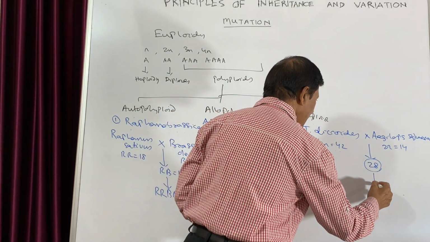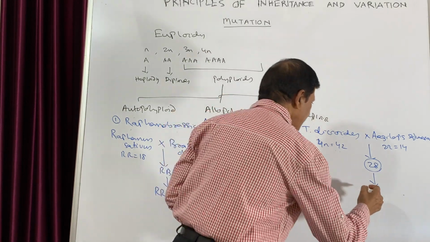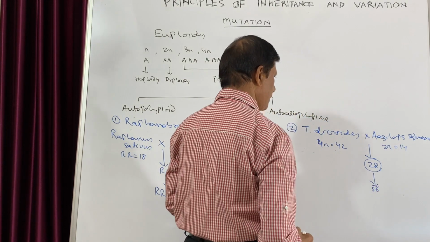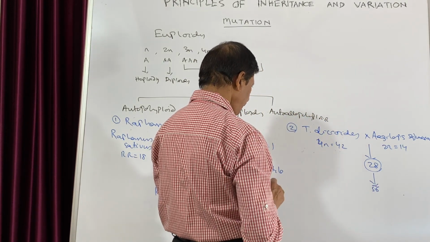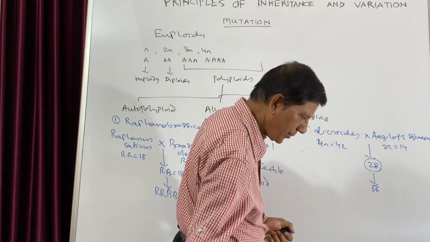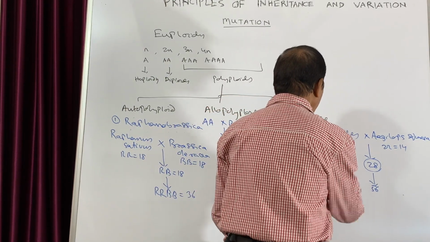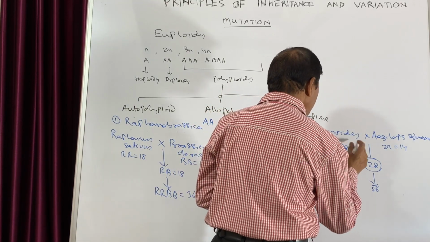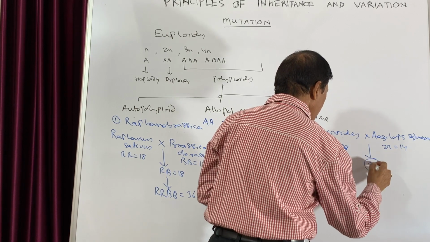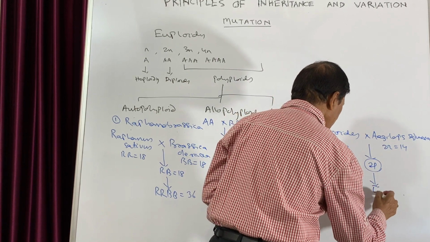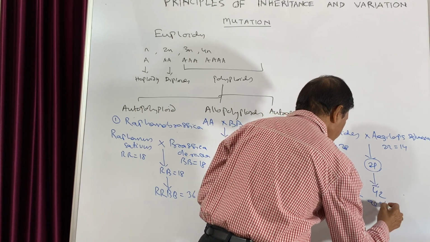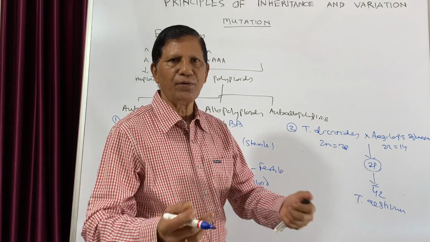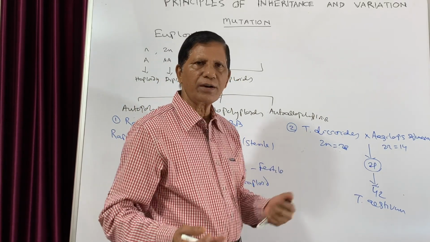Now, when with the help of colchicine it was doubled, then the new plant has 56 chromosomes. Sorry, 2n is equal to 28, so it will have 21, and this will be 42, and this is Triticum aestivum. So Triticum aestivum is an allohexaploid. So this is the common wheat that we are cultivating.